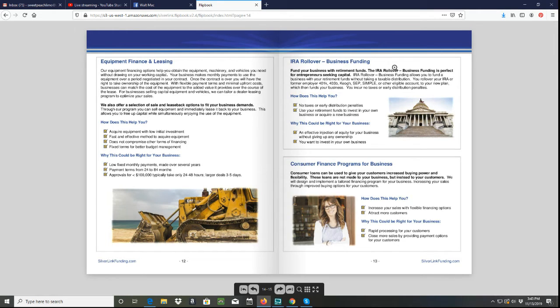IRA rollover business funding. Fund your business with retirement funds. The IRA rollover business funding is perfect for entrepreneurs seeking capital. So if you have an IRA out there, business funding allows you to fund a business with your retirement funds without taking a taxable distribution.